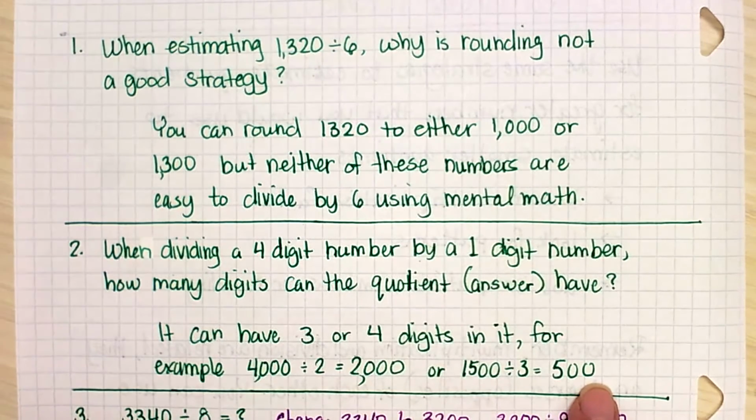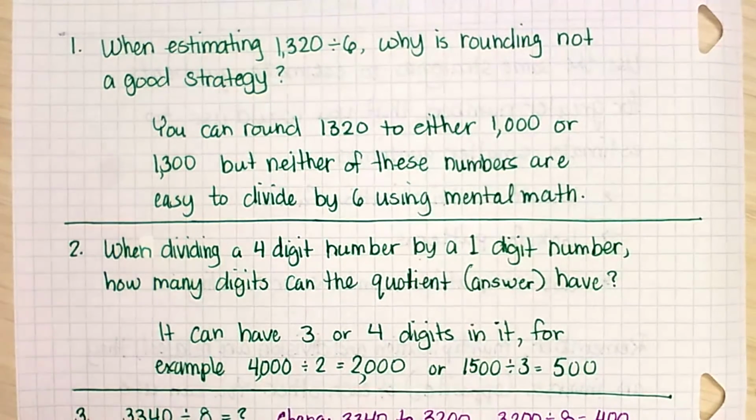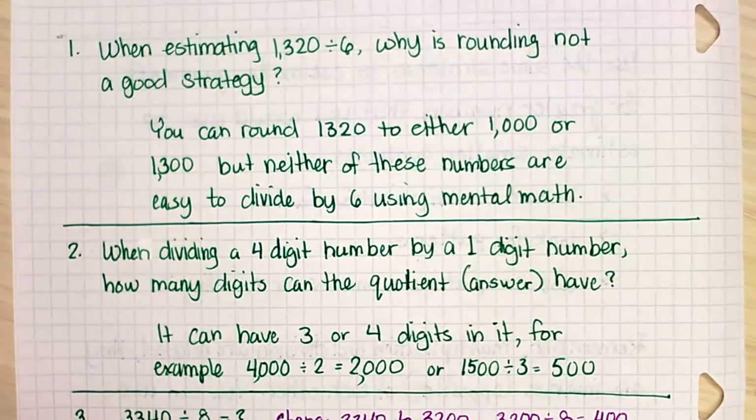It's not going to have anything less because we would have to divide by more digits to have fewer place values in the quotient. And it definitely can't be more because when we're dividing, our number is getting smaller, not bigger.